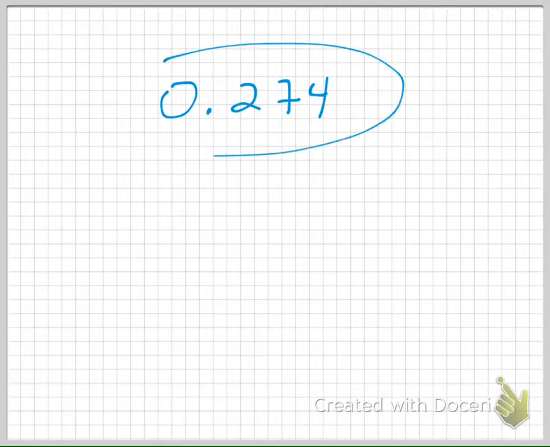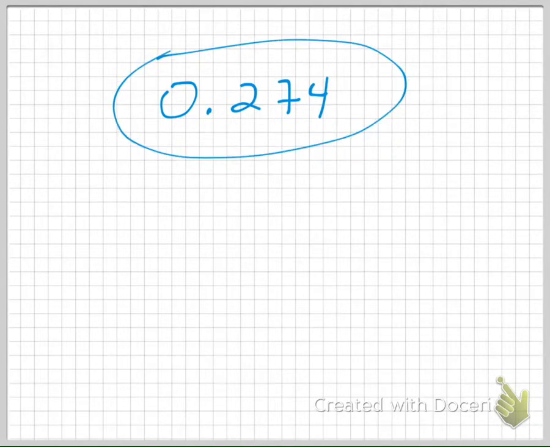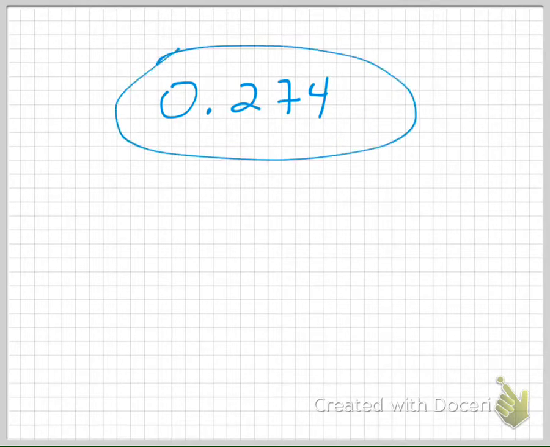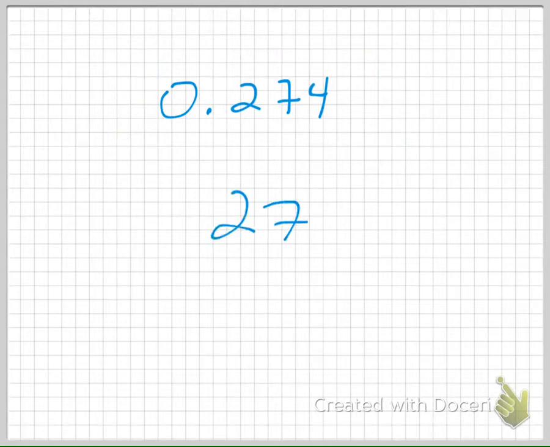Read this to me, somebody. Amy, what does this say? Lauren, read this to me. 274 thousandths. Isn't that how you read this? Right. 274 thousandths. If there's a line over it, is it 274 thousandths? No. Now, what is it? 274 over 999, right?